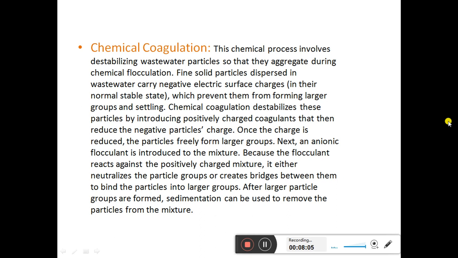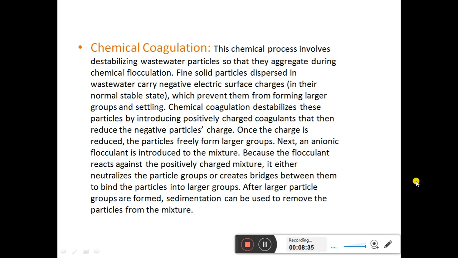Fine solid particles dispersed in the wastewater carry negative electric surface charges, which prevent them from forming larger groups and settling. Chemical coagulation destabilizes these particles by introducing positively charged coagulants that then reduce the negative particles' charge. Once the charge is reduced, the particles freely form larger groups.